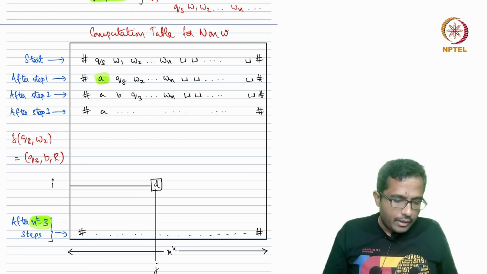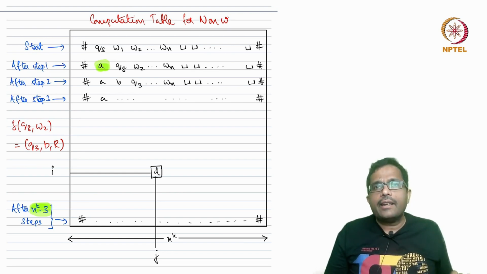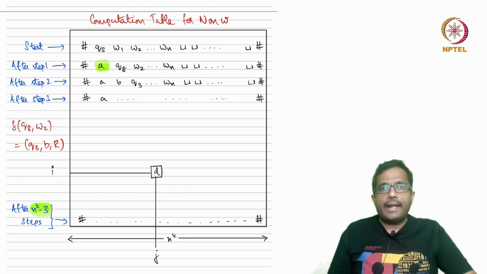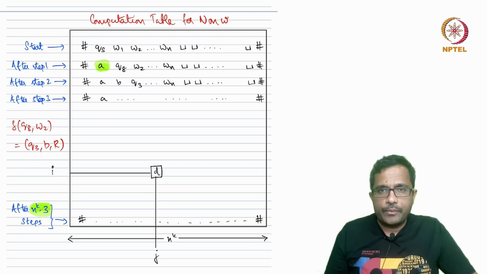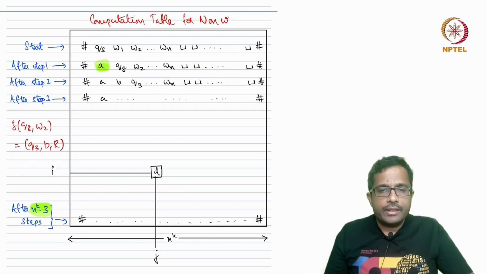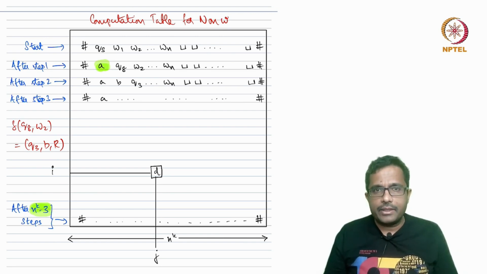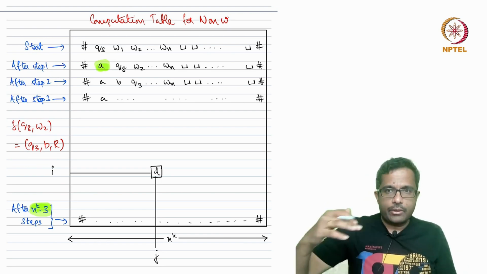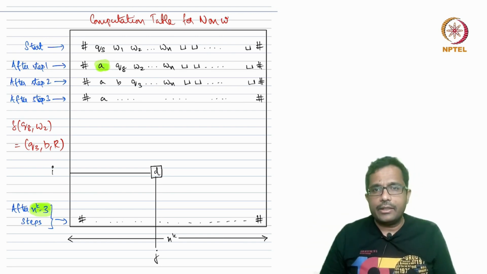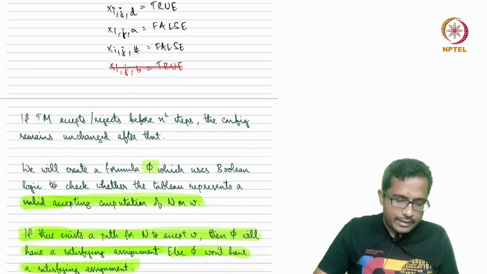Let me repeat. We want the Boolean formula phi to encode whether there exists an accepting computation for N on the string W. N is a non-deterministic decider for the language A, so W is in A if and only if N can accept W, and that can happen only if there is a sequence of configurations that leads N to acceptance. This is what we want to encode in the Boolean formula phi. The details we discussed in the previous lecture.